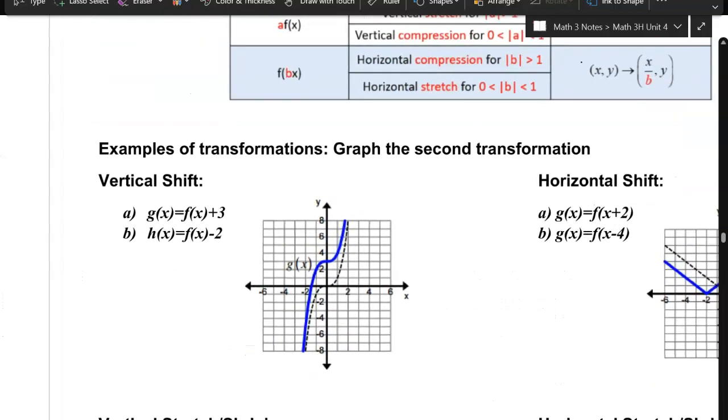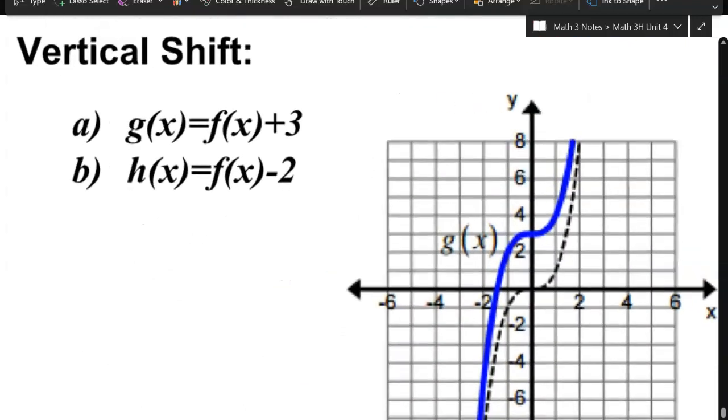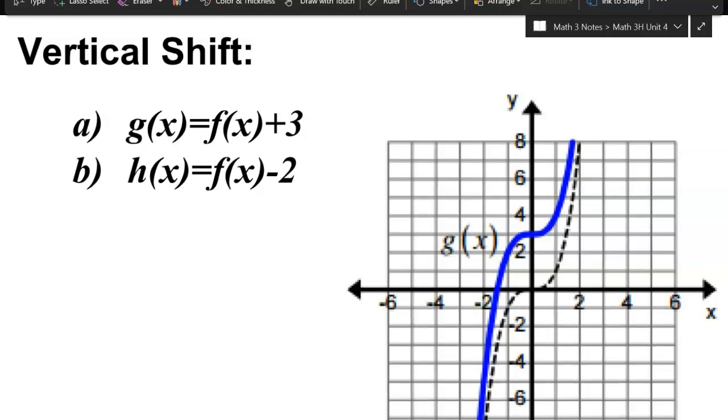All right, let's look at our examples. Here we have g of x is equal to f of x plus 3. Notice the dotted line on your graph. That is your parent function. This is an x to the third function, or a cubic function, and it goes through 0, 0. When we're looking at transformations, we're looking at the center of the graph where we are shifting.